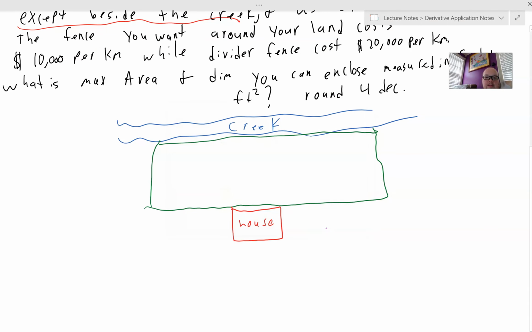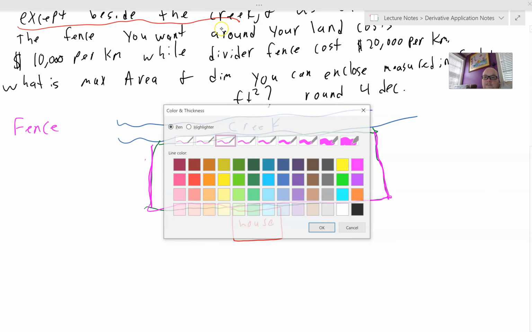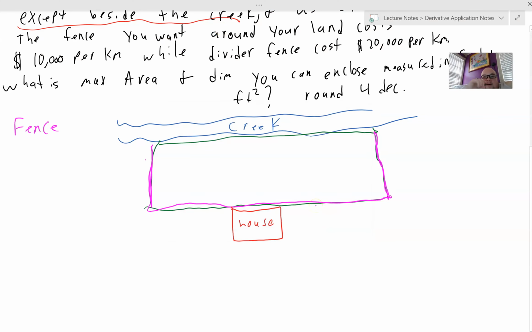So we're going to put fence, so let's denote pink as our fence, so we're going to put fence here, here, and then here, and then we're going to put dividers, and we want to divide this into 10 plots, so we want 10 individual pieces, and we're going to use this as dividers, our purple.